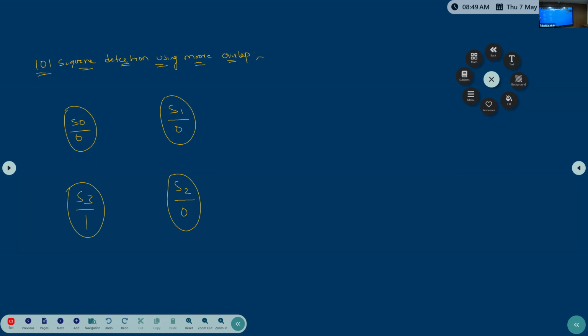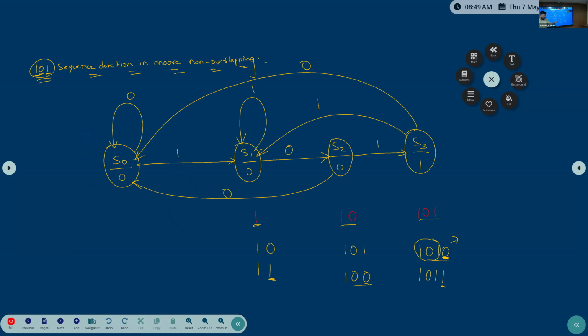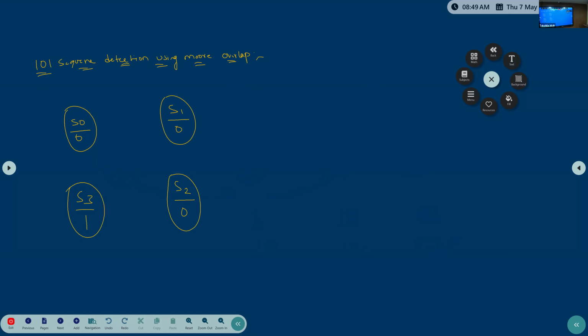4 states are required. Now S0, when it is 0, what I need to do? For explanation, it will be clear. That's why I kept it at the bottom. When we come to S1, there are 2 possible inputs, 0 or 1. If 1 comes, that is the required sequence, I will go to the next step. If 0 comes, that is not a required sequence. I need to stay there only.